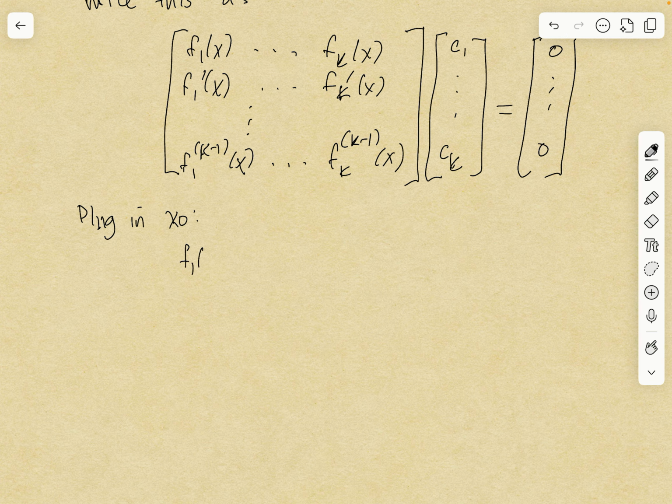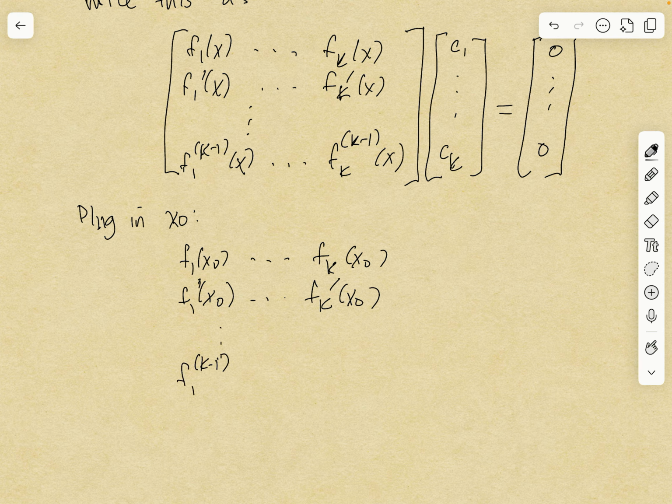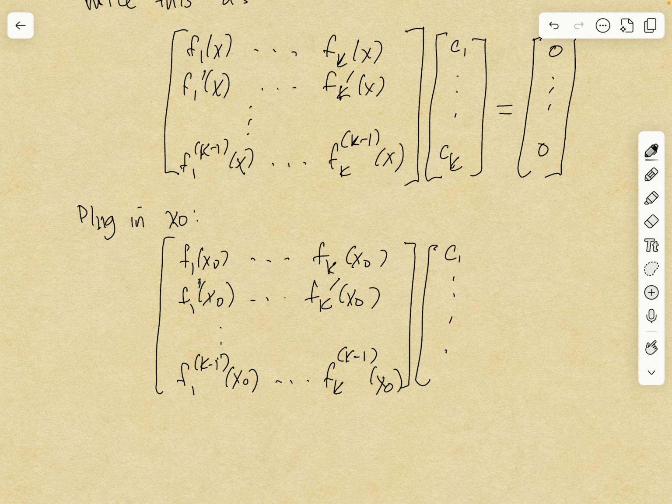We get f1 of x naught, fk of x naught, f1 prime of x naught, fk prime of x naught, all the way to the k minus 1th derivative of f1 at x naught, and the k minus 1th derivative of fk evaluated at x naught. So now we have a matrix of numbers because x naught is a number, and then times C1 to Ck is the 0 vector.